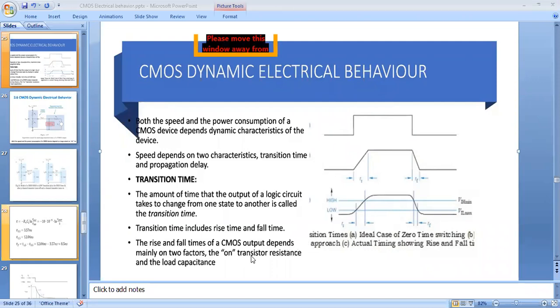Why here do we consider the on transistor resistance? Suppose whenever we consider some load capacitance, that load capacitance must take charging and discharging. To discharge that capacitance, automatically the discharging path must be formed with the on resistance of the circuit.